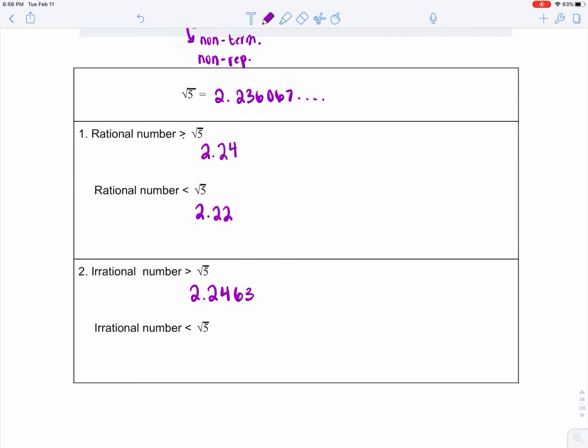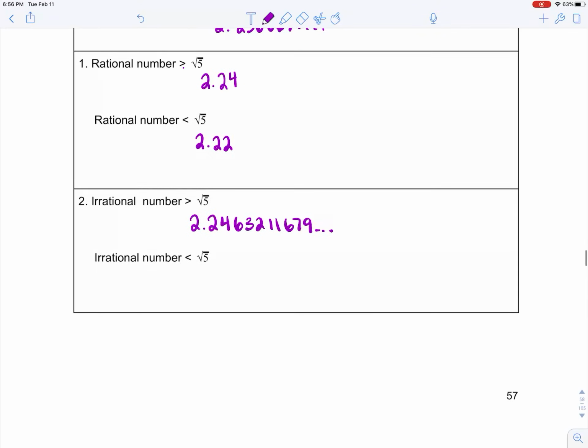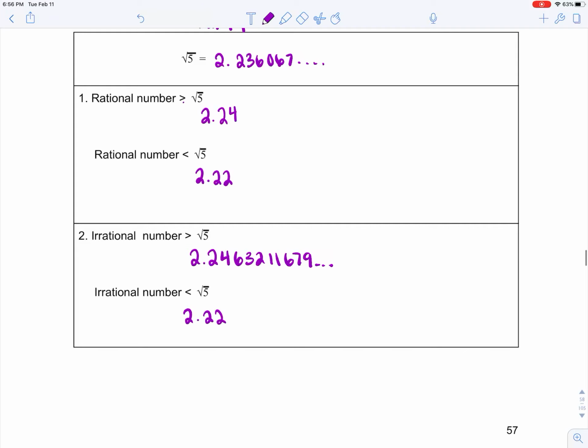So 2.246321167.9, and that repeats on forever and ever. So that one's greater than the square root of 5. We need an irrational number that's less than, so I can maybe take my rational number estimate and then do some, I don't know, maybe like 1,967,3,2,8,4, and say that continues on forever. And there we have some nice irrational estimates.